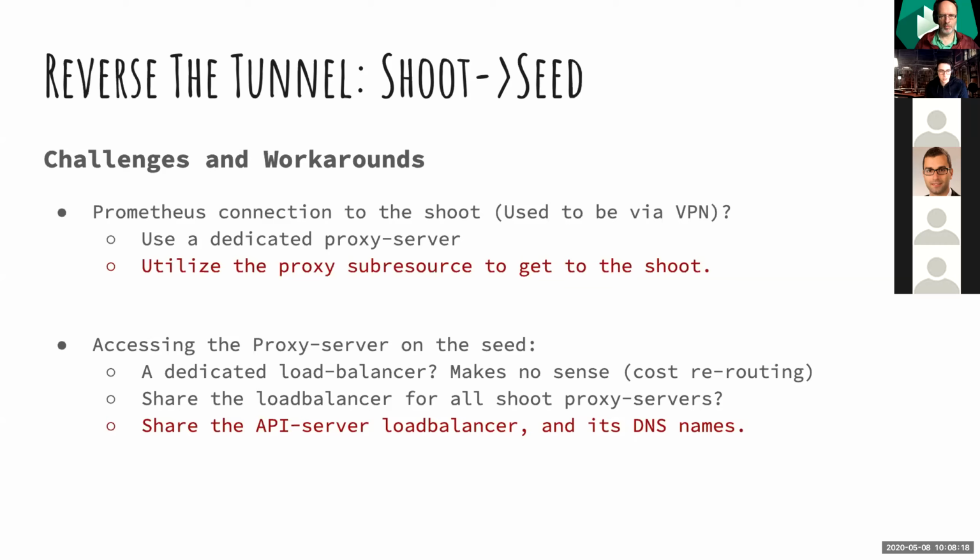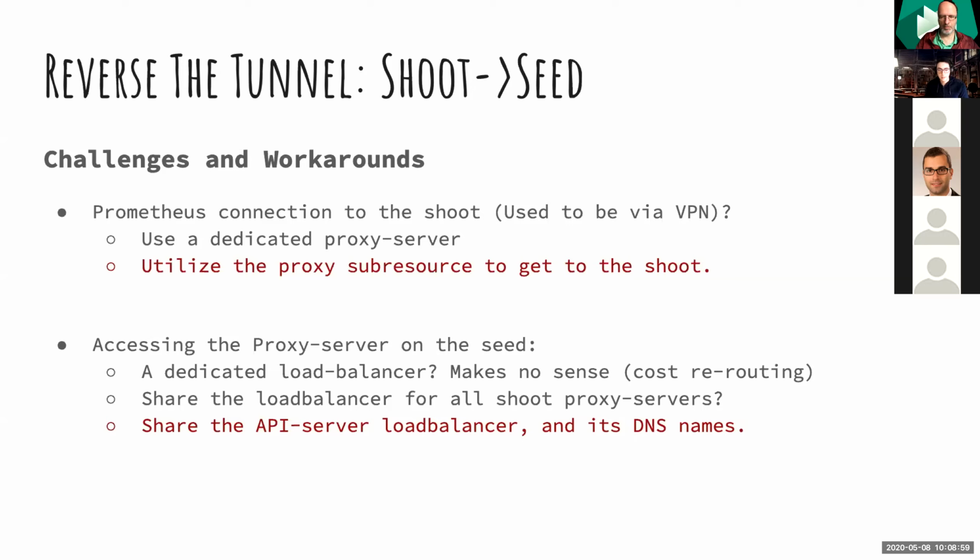And for accessing the proxy server on the seed, we have 3 options. The first one is basically to use a dedicated load balancer for every proxy server, but this doesn't make sense because what we have done so far is try to get rid of the load balancer on the shoot. So it doesn't make sense to create a dedicated load balancer on the seed. It's just moving of costs from the stakeholder to the provider. Doesn't make sense. We can share the load balancer for all the shoot proxy servers, meaning that we have the load balancer for the API server and we have the load balancer for the proxy servers. Again, that is an optimization, but we don't want these additional components.